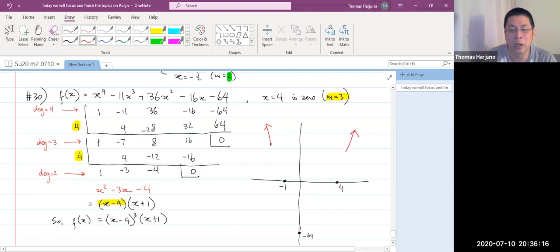Now, you can do the sign graph to help, but you will see that it will go down this way. And because this factor has degree 3, it won't cross linearly, it will cross kind of like this. Approximately, that's what the graph looks like.